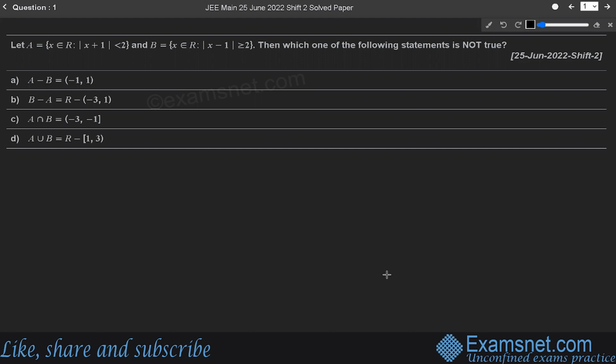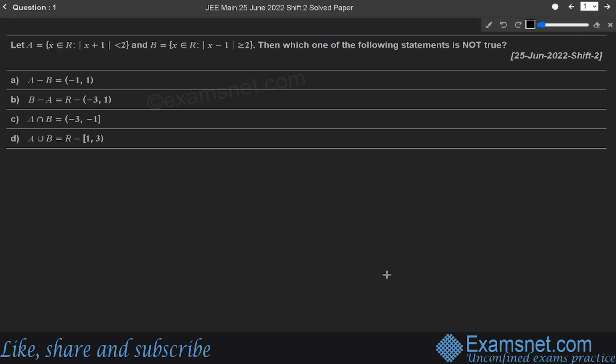Let's start this session. The question here is: let A = {x ∈ R such that |x + 1| < 2} and B = {x ∈ R such that |x − 1| ≥ 2}. Then which one of the following statements is not true?